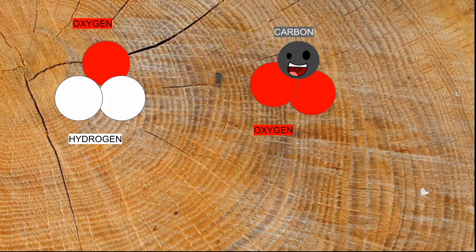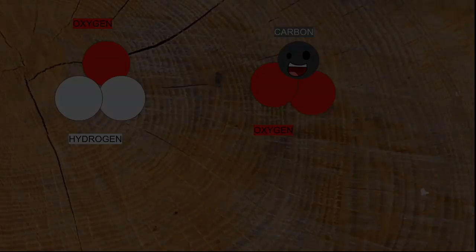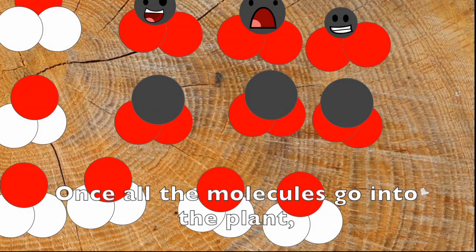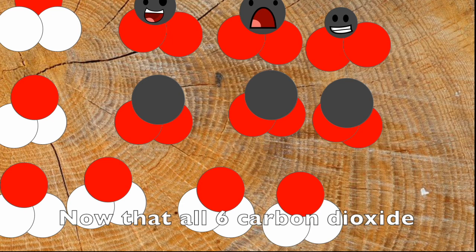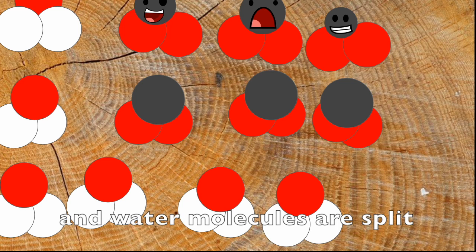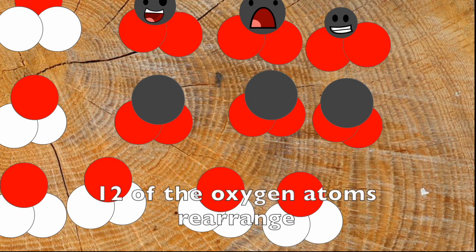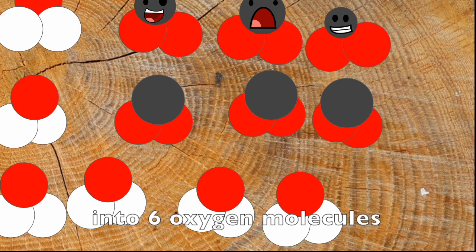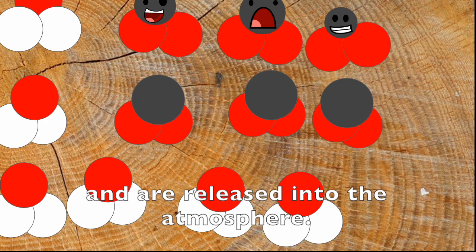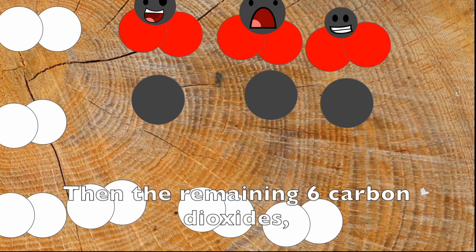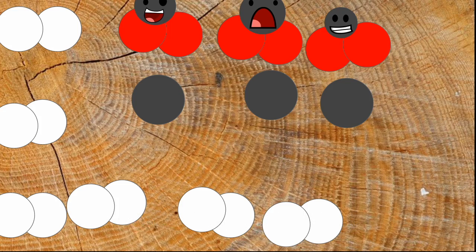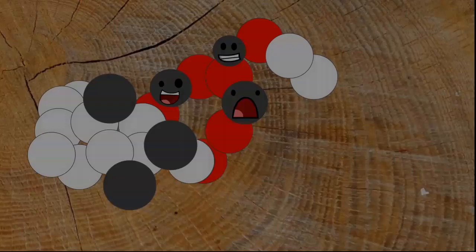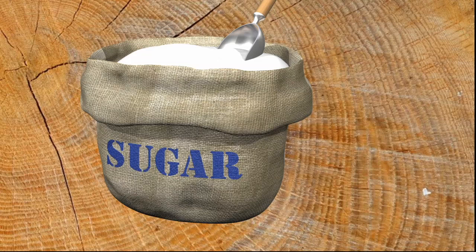Yes, this is in the tree. Once all the molecules go into a plant, photosynthesis splits all of them apart. Now that all 6 carbon dioxide and water molecules are split, they start to rearrange. 12 of the oxygen atoms rearrange into 6 oxygen molecules and are released into the atmosphere. Then the remaining 6 carbons, 12 hydrogens, and 6 oxygens combine to make sugar, which is used as food.